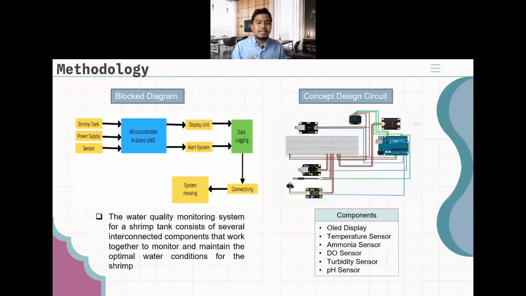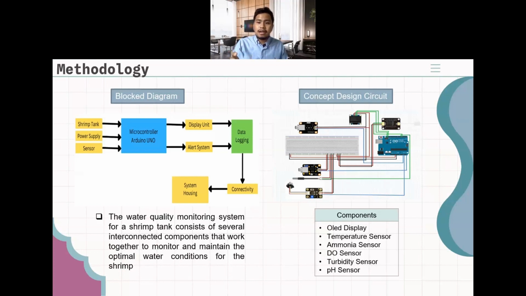And lastly is the system housing. The system housing is a protective enclosure that houses all the components of the water quality monitoring system. It ensures the physical protection of the components from water, dust, and environmental factors. The system housing also helps in organizing the components, reducing the risk of damage, and maintaining the integrity and reliability of the system.